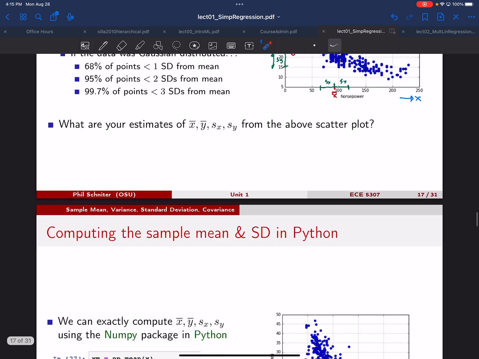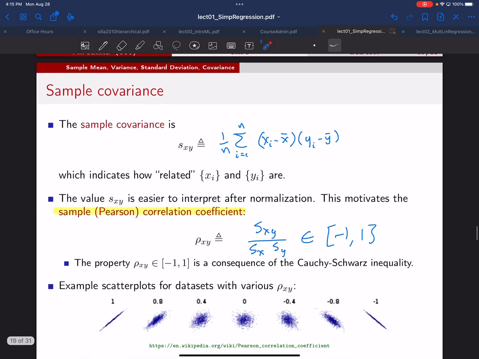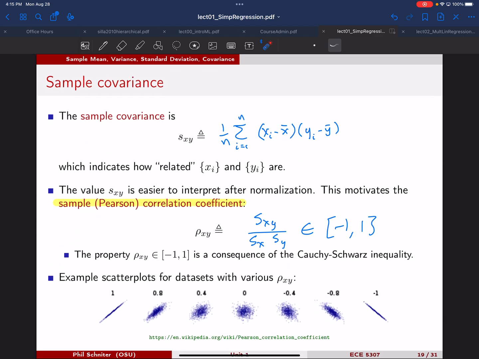We did a bit of visualization. We saw how these can be easily computed in NumPy. And then we talked about another quantity, the sample covariance, which is similar in spirit to the variance, except it involves two different quantities, in this case the x and the y data sets. So it's the average of the product of x minus its mean times y minus its mean. And sample covariance tells us how related x and y are in a particular way.